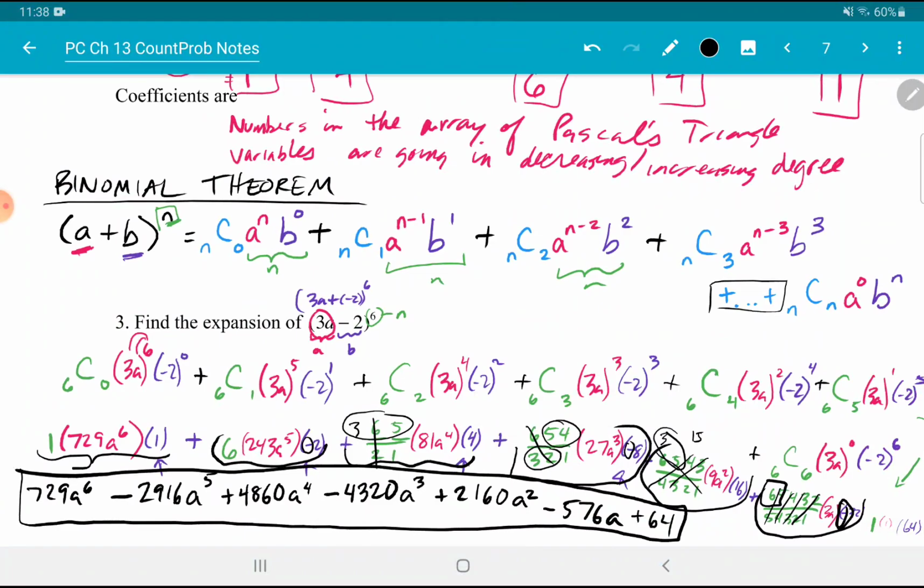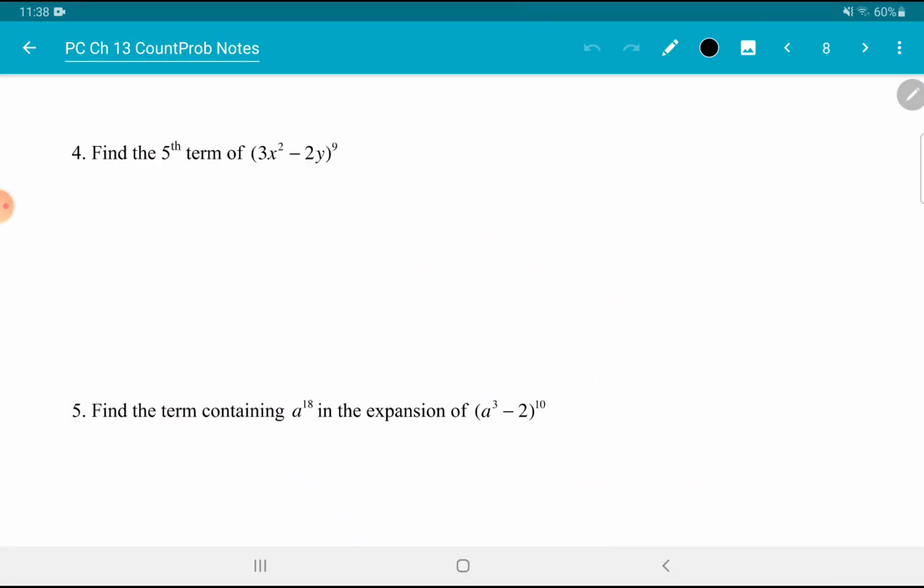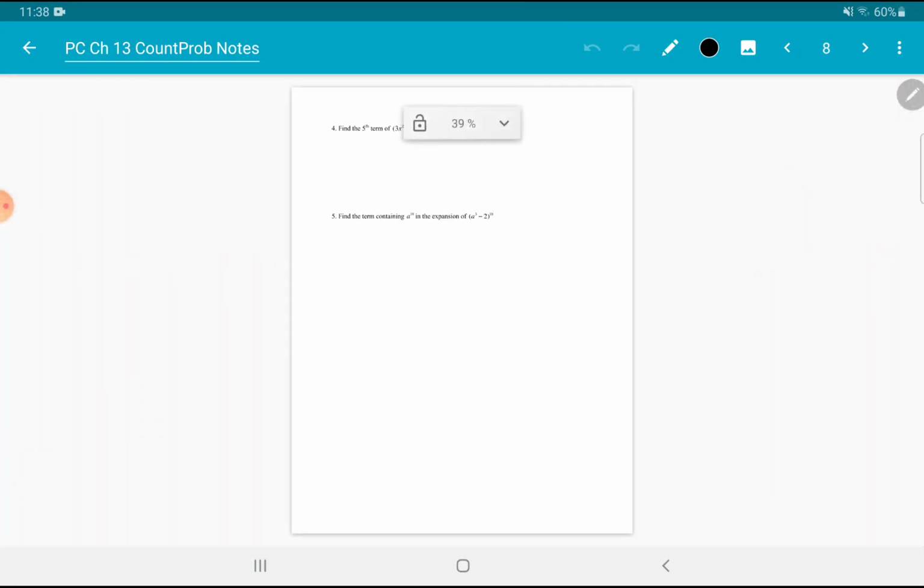And that's all there is to it, to the binomial theorem. There are a few variations of using the binomial theorem, which you will do on your own. So that'll be it for the binomial theorem.